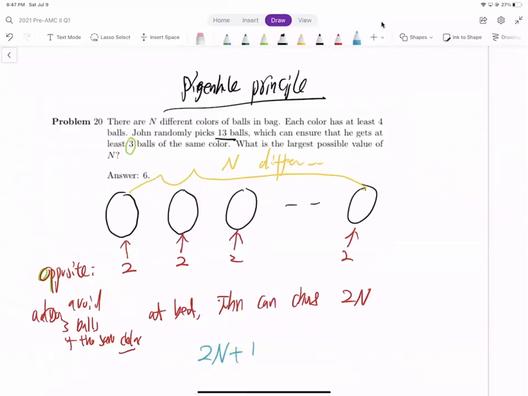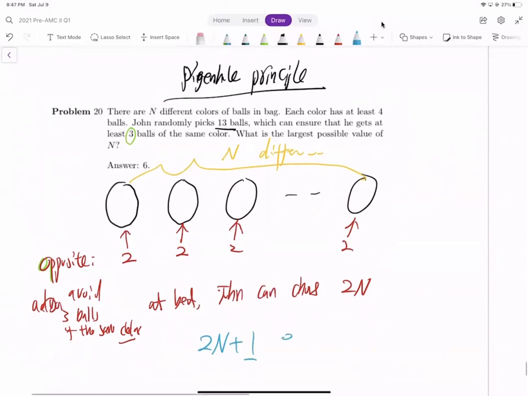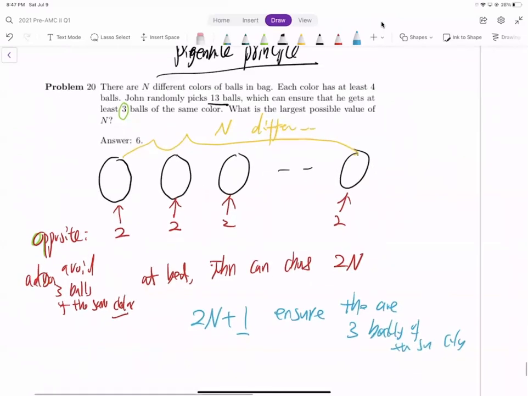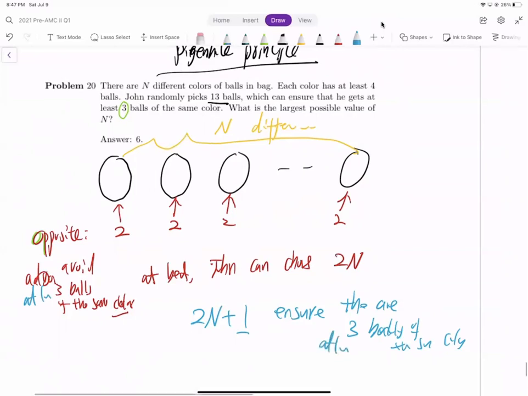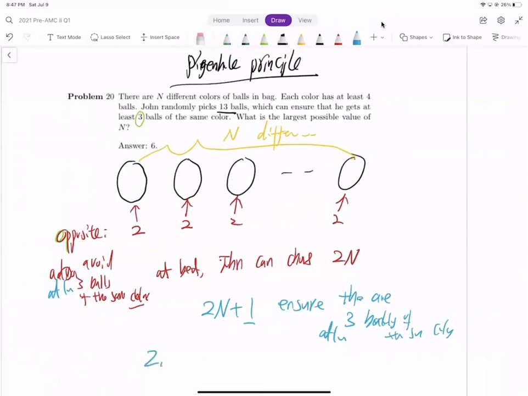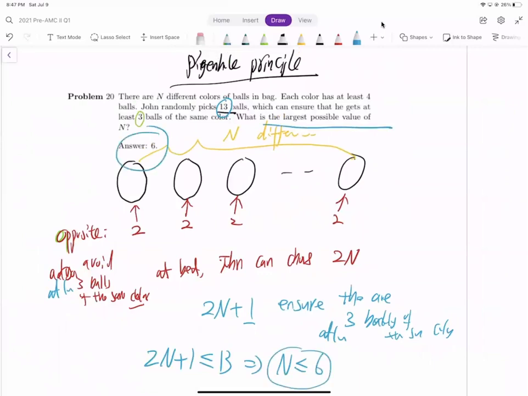Therefore, if I add 1 more to it, this will guarantee there are at least 3 balls of the same color. Now, since John picks 13 balls, 13 cannot be below this number, so 2n plus 1 has to be less than or equal to 13. From here, you get n is less than or equal to 6. So the largest possible value will be 6.